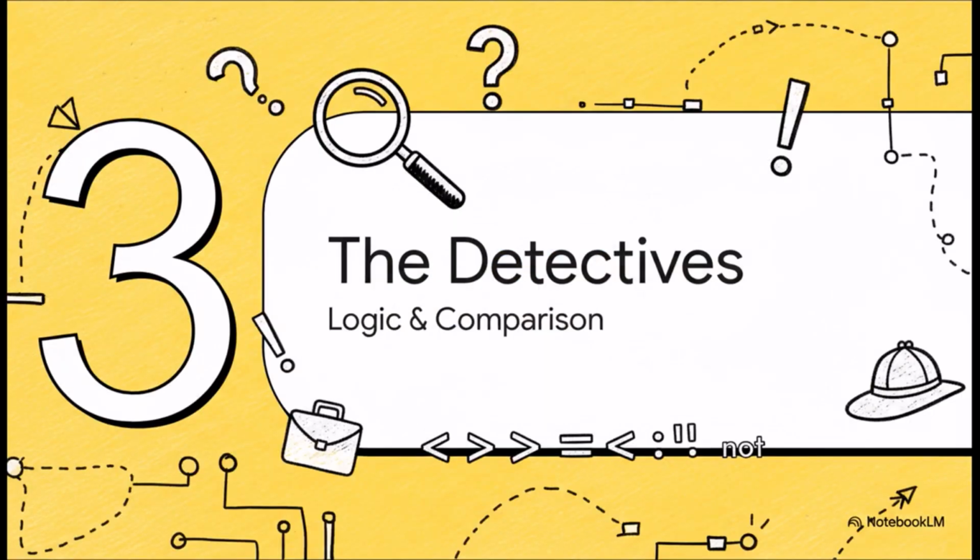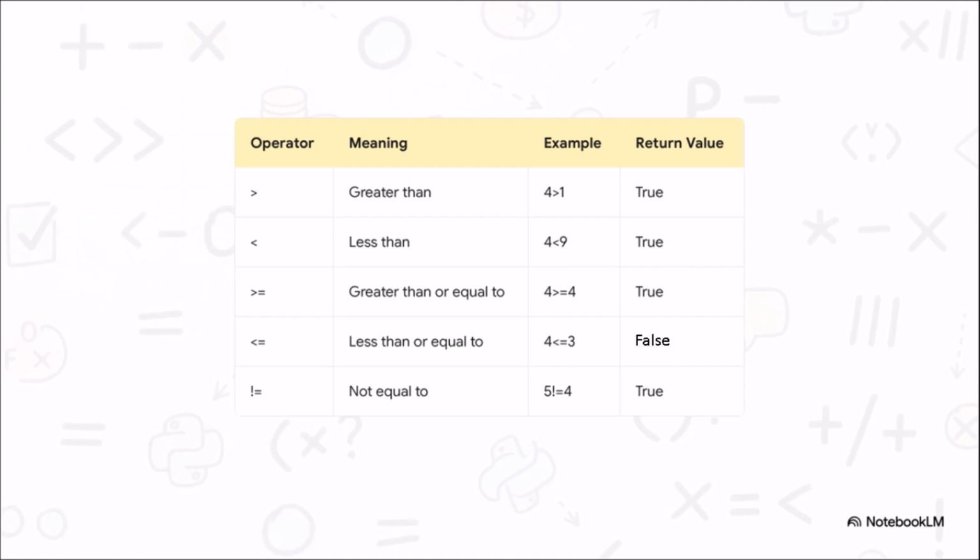Okay, so we've done the math. Now it's time for our code to start asking questions and making decisions. For that, we need to bring in the detectives. These operators are all about comparison. Is this value greater than that one? Are these two values not equal?